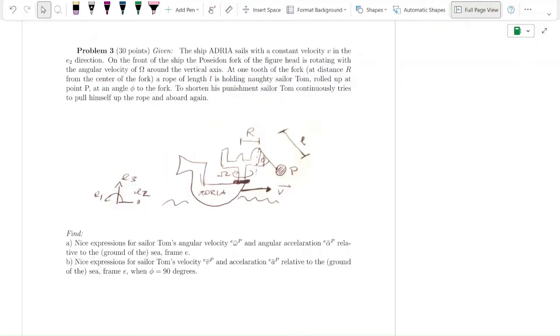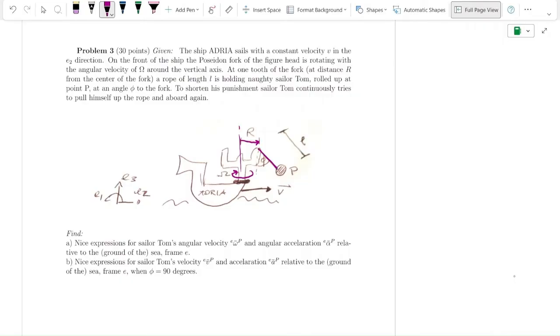So anyways, in this problem we have a ship Adria which sails at constant velocity v in the E2 hat direction. On the front of the ship, the Poseidon fork, which is this thing here, is rotating at angular velocity omega around the vertical axis, so it's drawn as rotating this way. At one half of the fork, at a distance r from the center, a rope of length L is holding a sailor, Tom, rolled up in a point P at an angle phi to the fork.